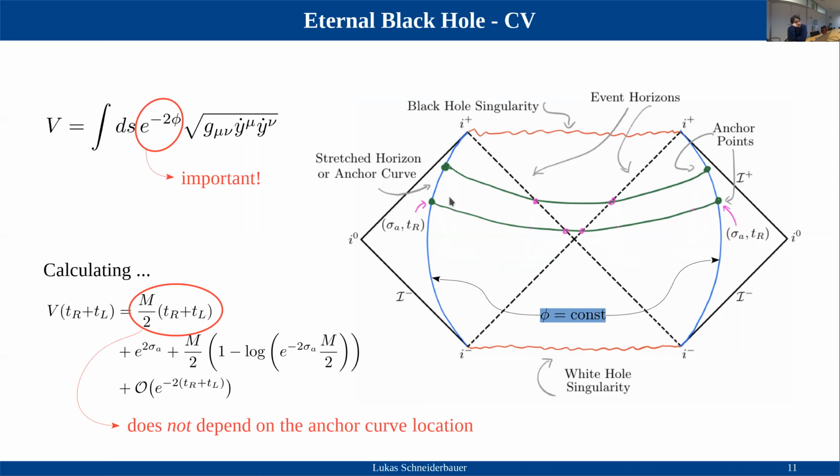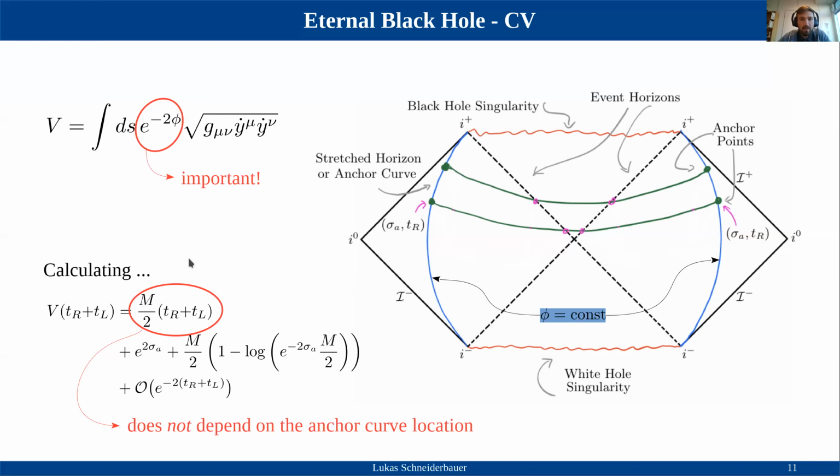So to summarize, there are 2 important points which we learned here. One is that we actually have to include this area function here to make it work. And the other one is that the growth in this case does not depend on these anchor curves on the left and right hand side.